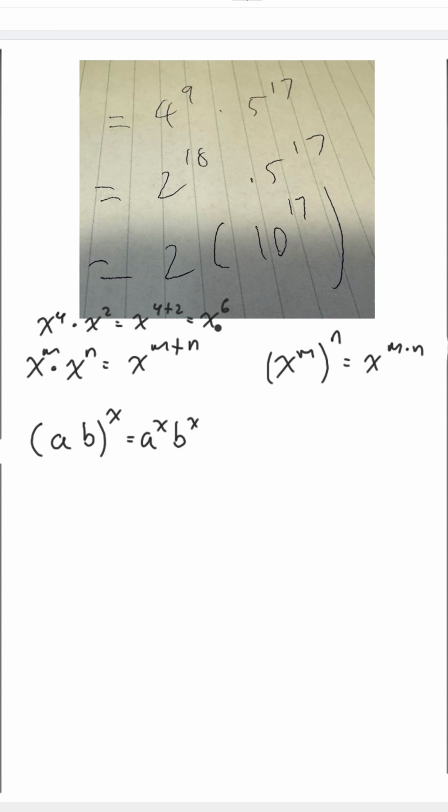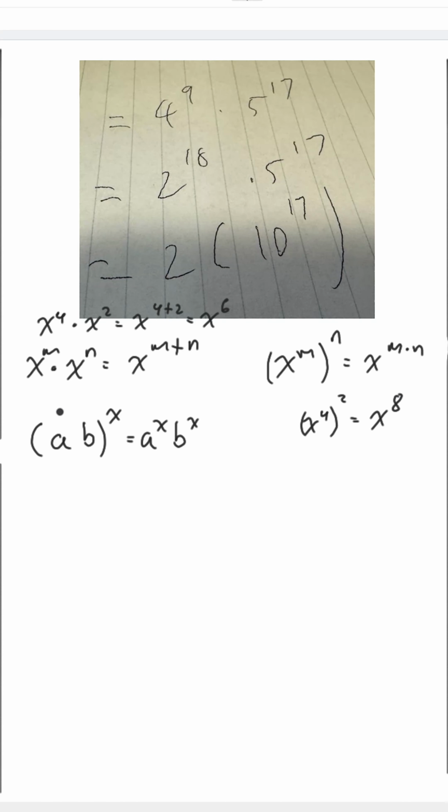Now, the next one is what happens when you have one exponent raised to another power, right? So you have two powers, one after the other. So you just have to multiply them, right? m times n. So for example, if you have x to the 4 to the 2, then you just have to multiply these ones. And 4 times 2 is 8.